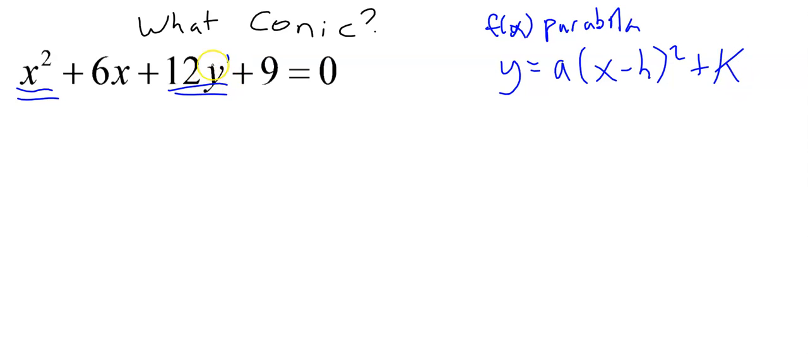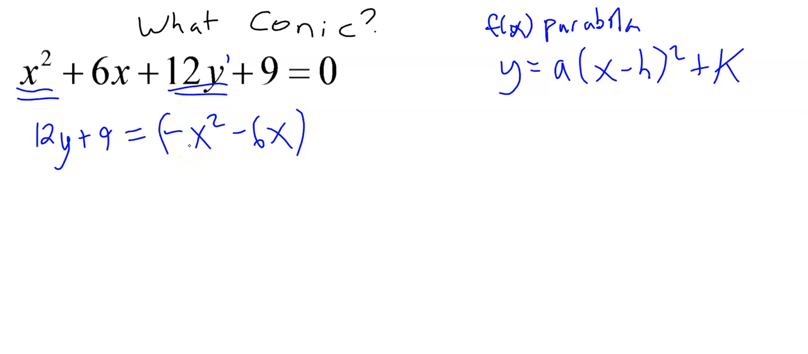If you want to solve this for y over here, get the x's on the other side, get the constant on the other side, etc. So it's going to take a little bit of work here. For this one, you want to get the x's to the other side. Let's do that first. So we've got 12y plus 9 equals negative x squared minus 6x. And I want to complete the square for this one, which means before I even start that, I really want to pull out the negative here. So x squared minus 6x plus blank.